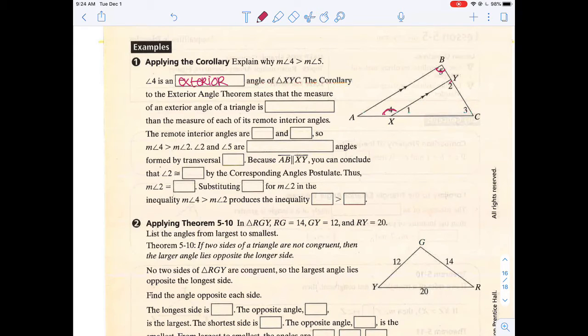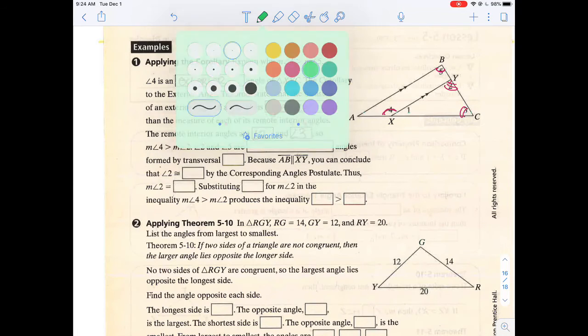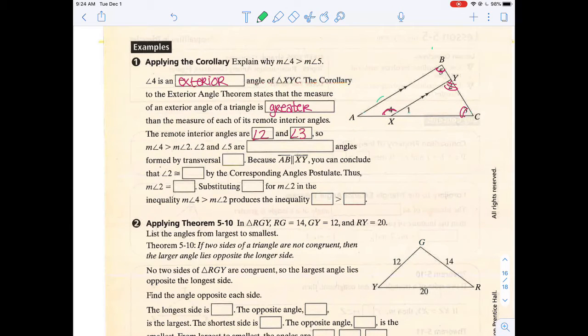The corollary to the exterior angle theorem states that the measure of an exterior angle of a triangle is greater than each of its remote interior angles. So remote interior angles to 4 would be 2 and 3. So the measure of angle 4 is greater than angle 2. If we look at 2 and 5, these two lines are parallel.